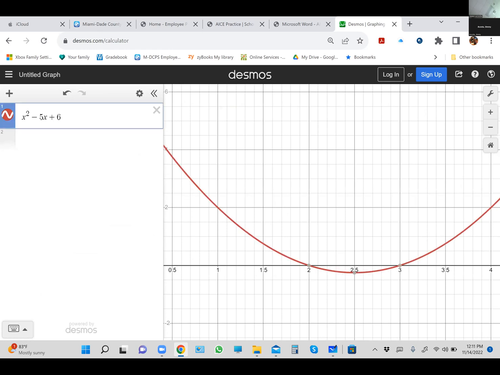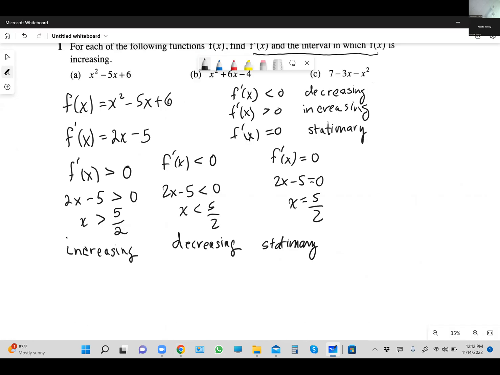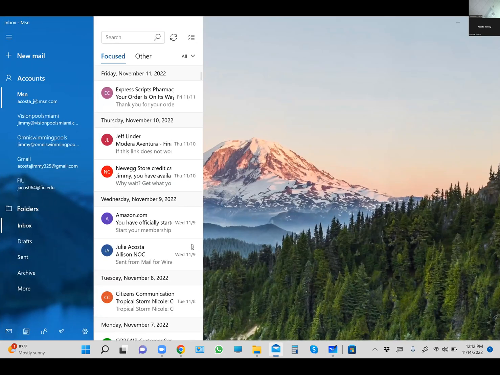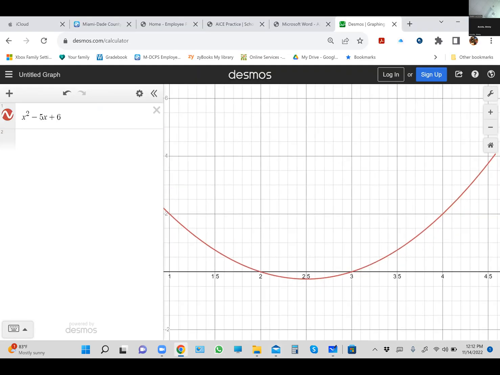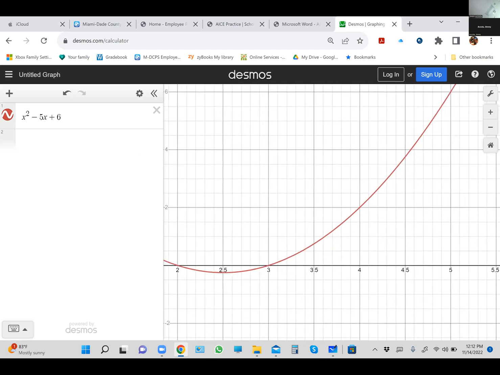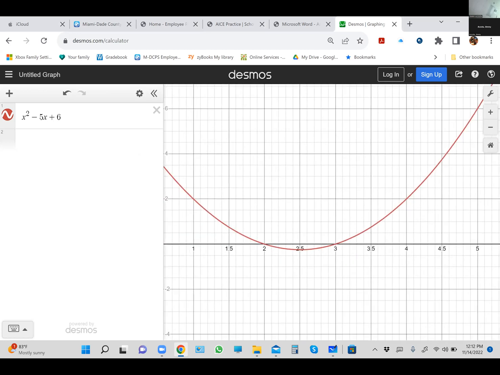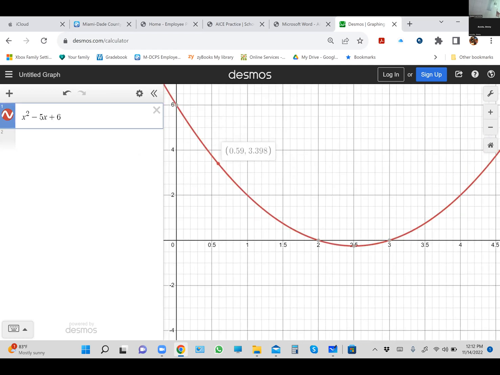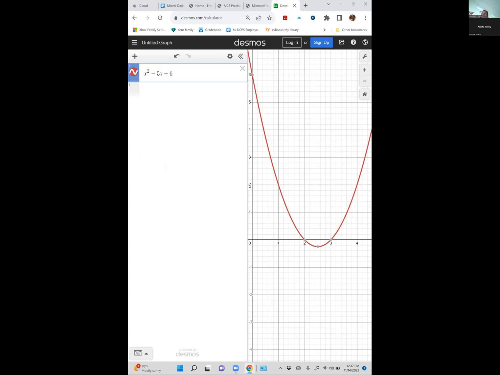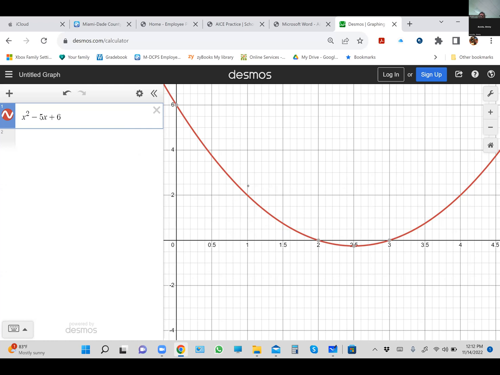Notice that when we go back to what we were doing, when x was greater than 5/2, it said it was increasing. Notice this curve here, how it's increasing over here. You see it? On this side here, it's increasing. The slope of your tangent line is positive to the right of 5/2. But over here, it's all negative slopes. You see that? All this is negative slopes. You see that?